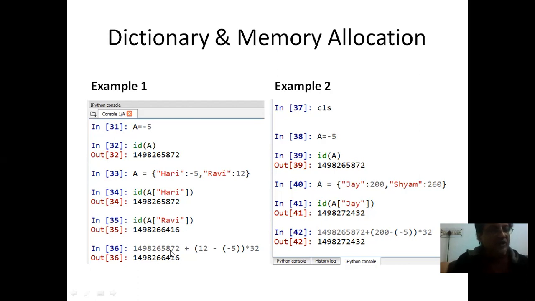14982664616. So as per the thumb rule, these two values are short integers. So the ID for minus 5 is 149826587, then plus the offset value, meaning the present value is 12, you are starting from minus 5, so 12 minus minus 5, multiplied by 32, and you will get 14982664616. This will be the new memory ID for A equal to 12. So whether you are using a dictionary or a list or a tuple, whatever you are using, if the value is a short integer, the memory allocation style will be the same.